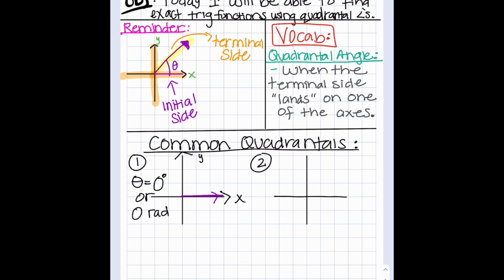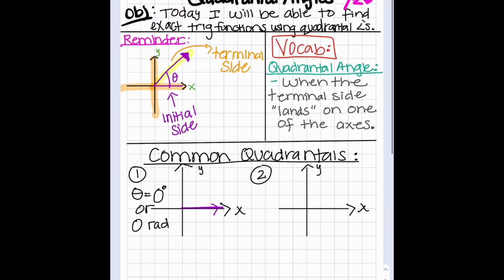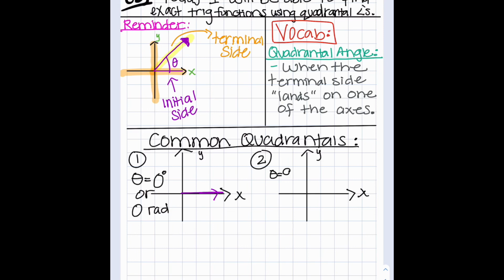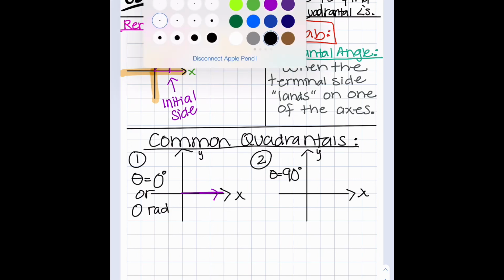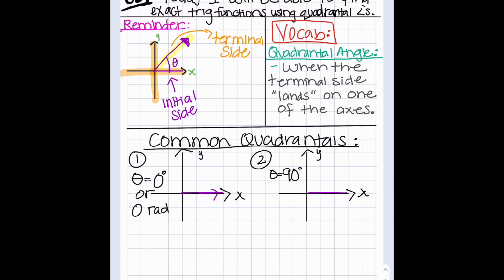The second one is one of the most popular, I would say, that we all know and love. And that is when theta equals 90 degrees. So my initial side is here, and my terminal side again will land on one of the axes. So it lands here on this axis. So from here to here, theta is equal to 90 degrees. Or how many radians is that? If I actually went through the process of converting from degrees to radians, we would get pi over 2. And we already know how to do that.